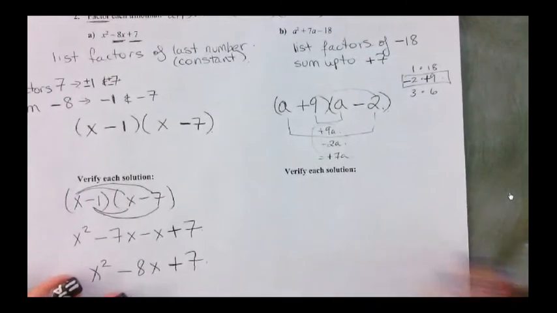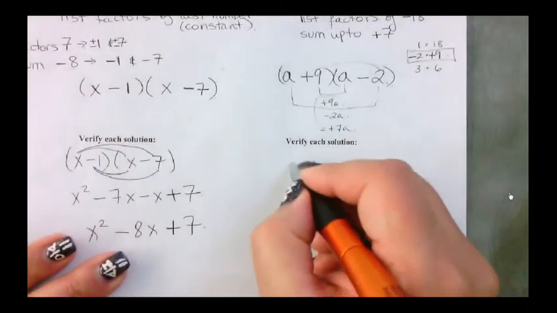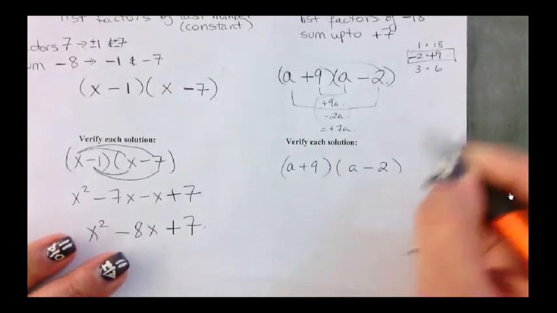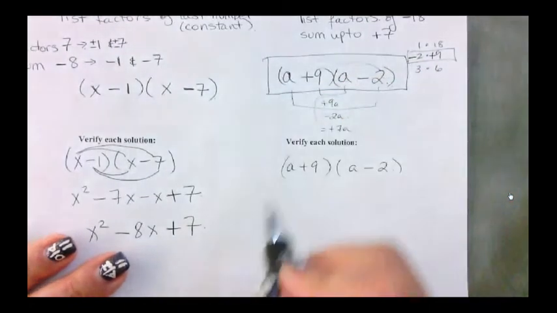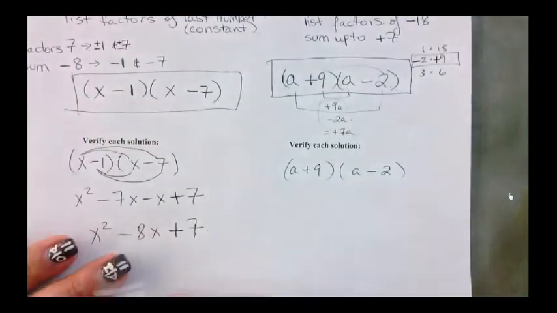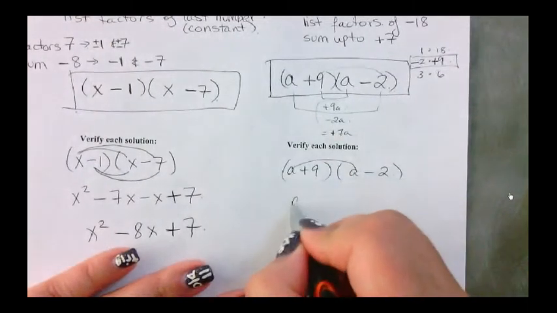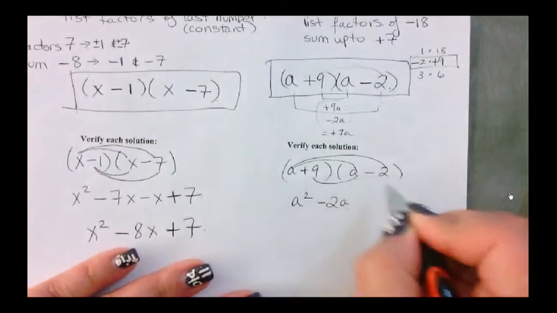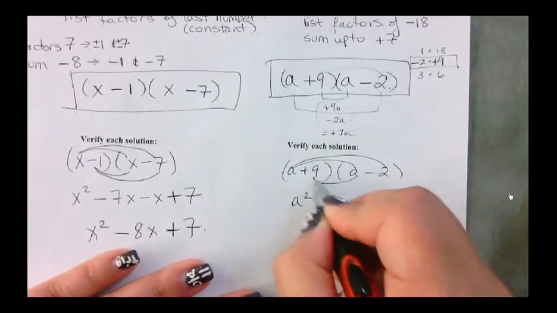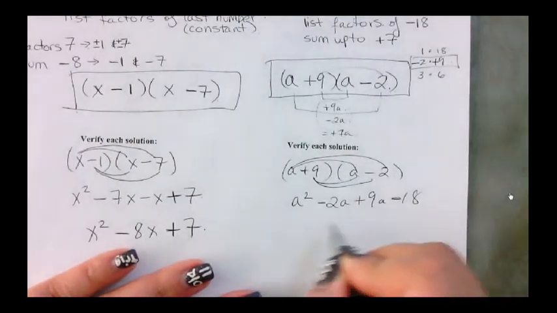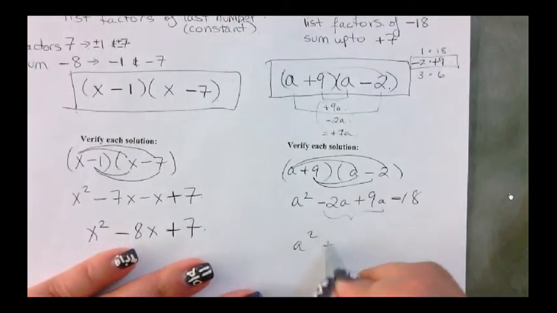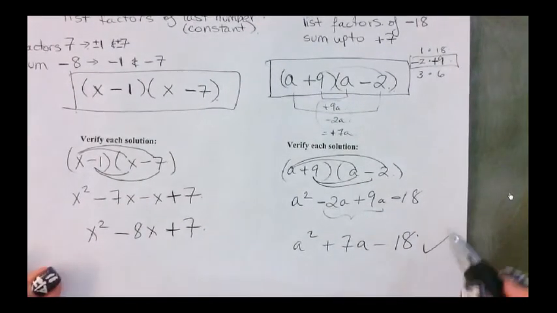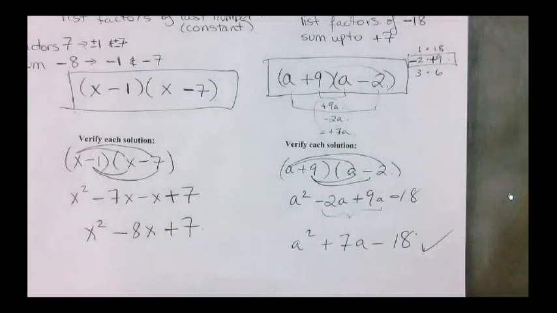So let's rewrite it, let's just verify it nicely, just so that we can see. So this would be our final answer for that question. So these two multiply gives me a squared, and then I've got negative 2a. This multiplies to give me plus 9a and minus 18. Combine that, a squared plus 7a minus 18. Okay, so if this looks like the question that's given, then you're good.